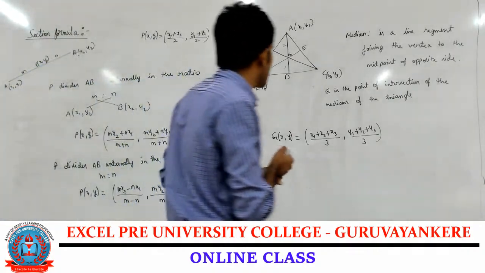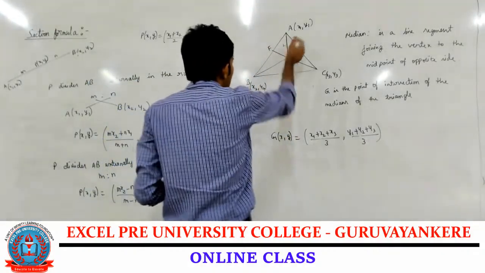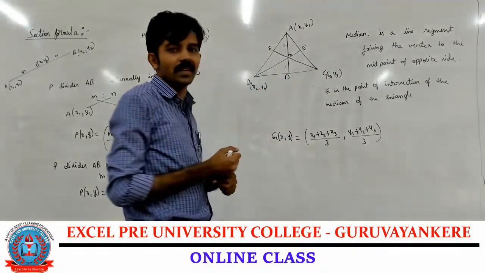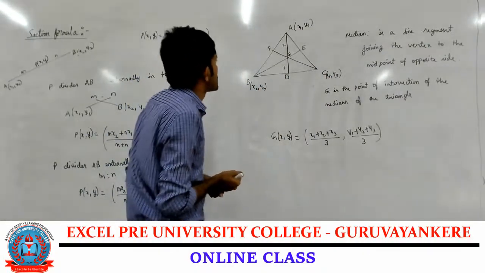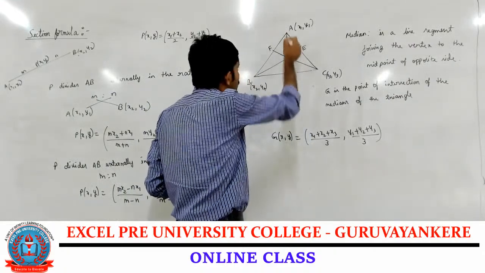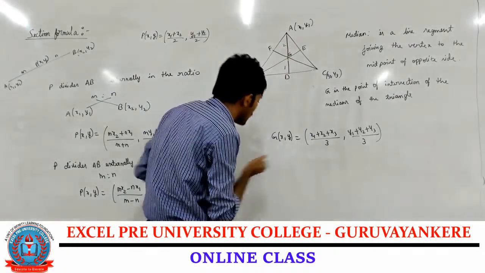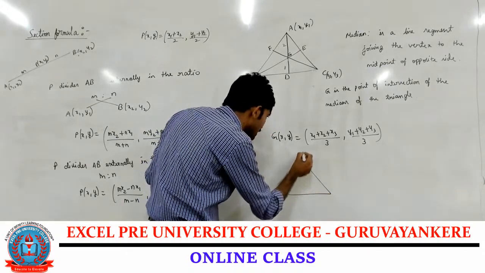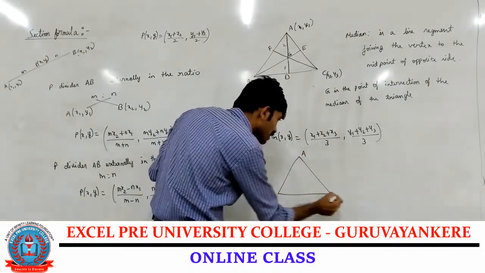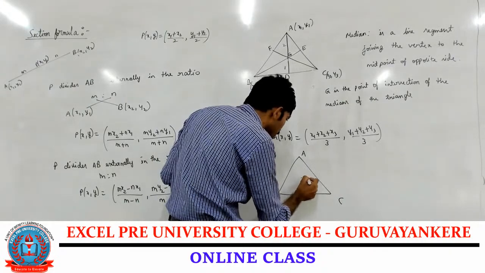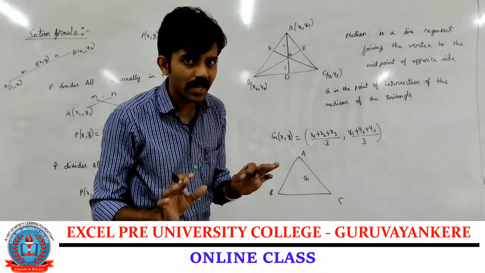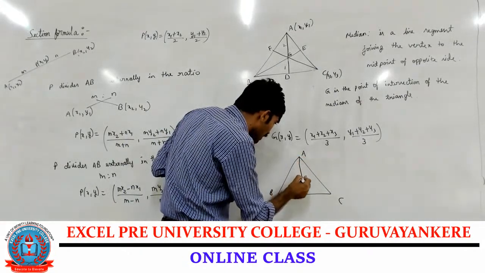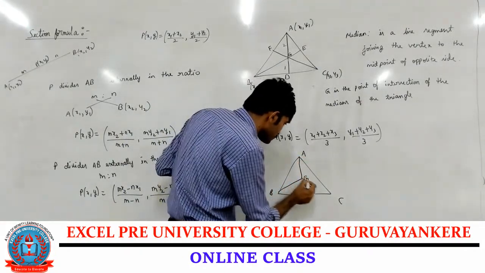Okay. So the centroid is given by this formula. Centroid G divides the median in the ratio 2:1. Also, if you take a triangle, any triangle ABC, G is the interior point of the triangle, this is the centroid. Okay. In that case, you join this centroid to each of these vertices.